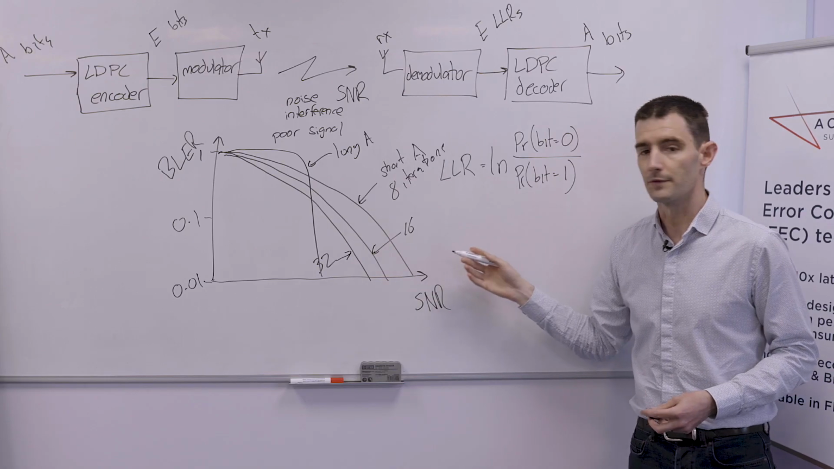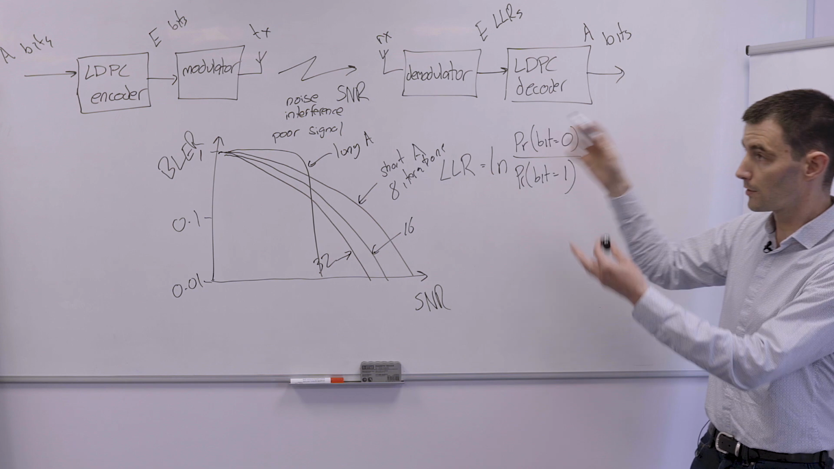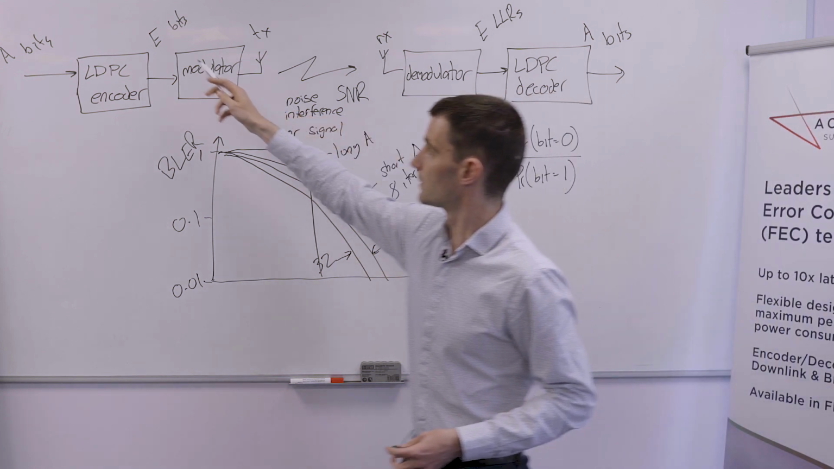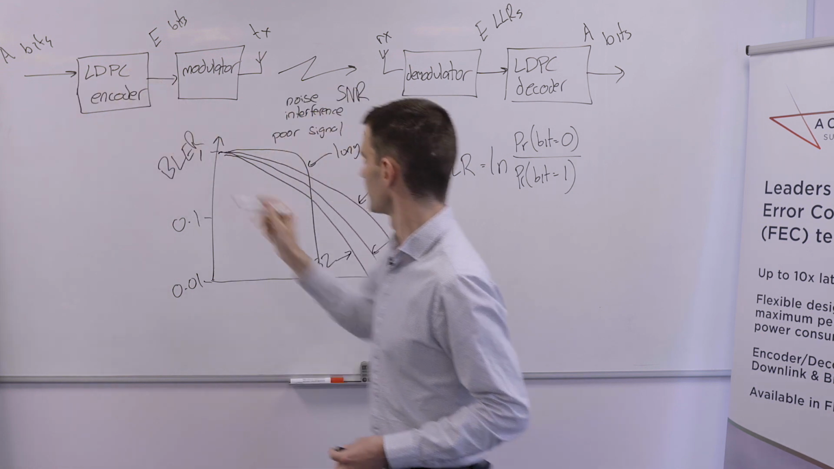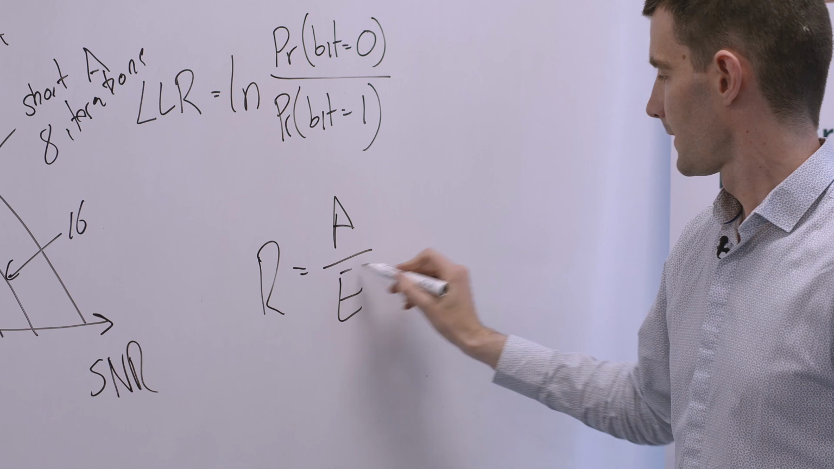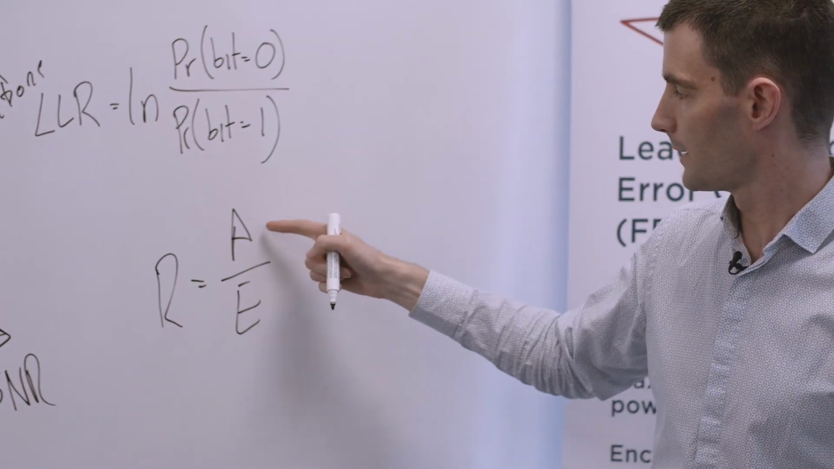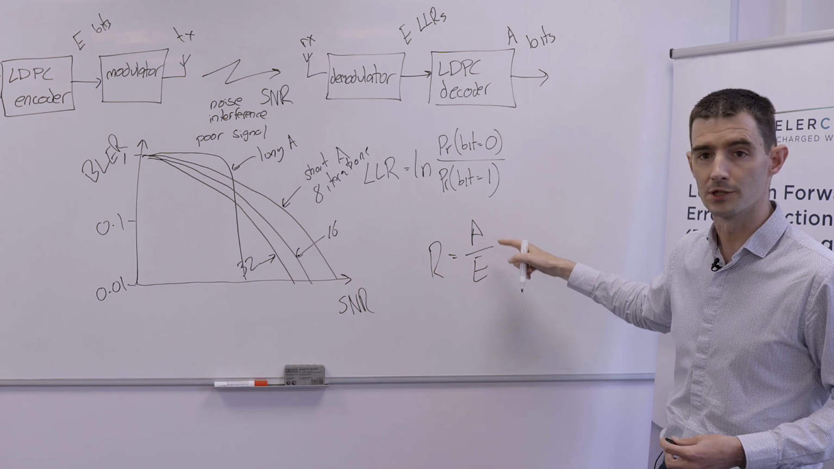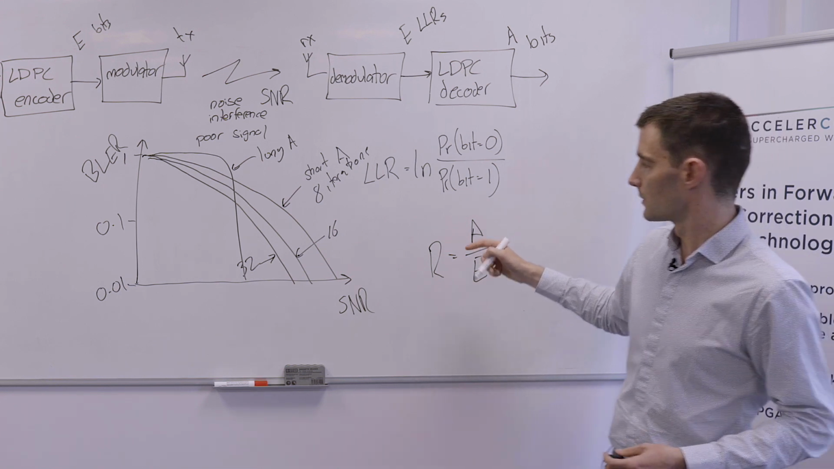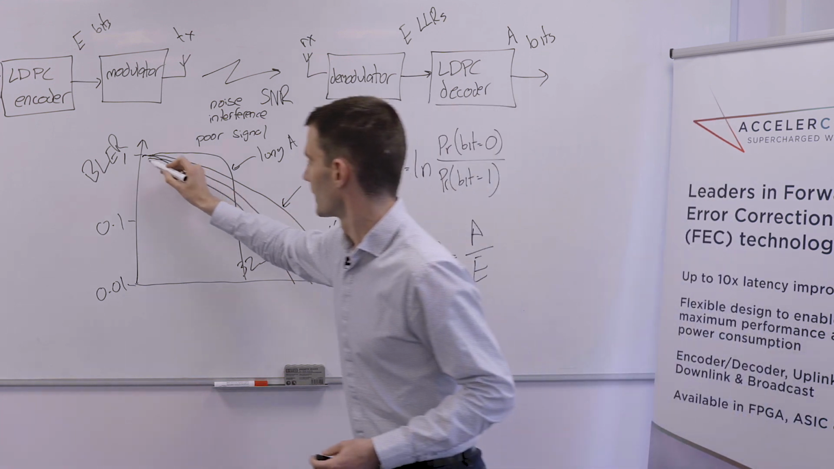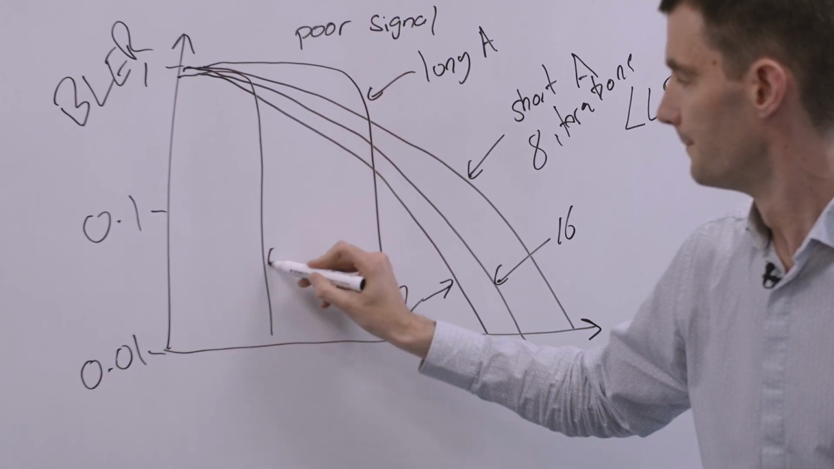And so the performance of the LDPC decoder depends on a lot of things. It depends on the number of iterations, the block length. It also depends on the coding rate, the ratio of A to E. So a high coding rate would be an A which is large compared with E. A low coding rate would be an A which is small compared with E. And so if we have a low coding rate, then we can work in worse channels. So if we have a low coding rate, we could be over here.